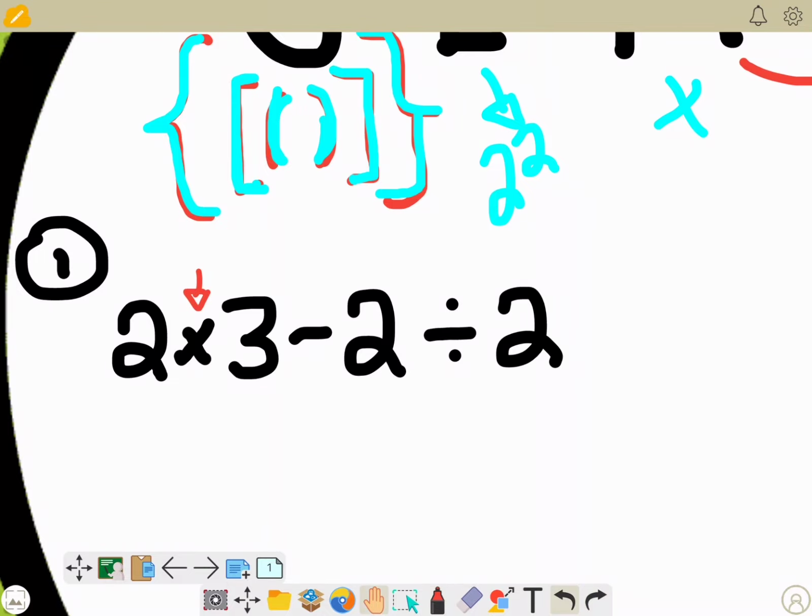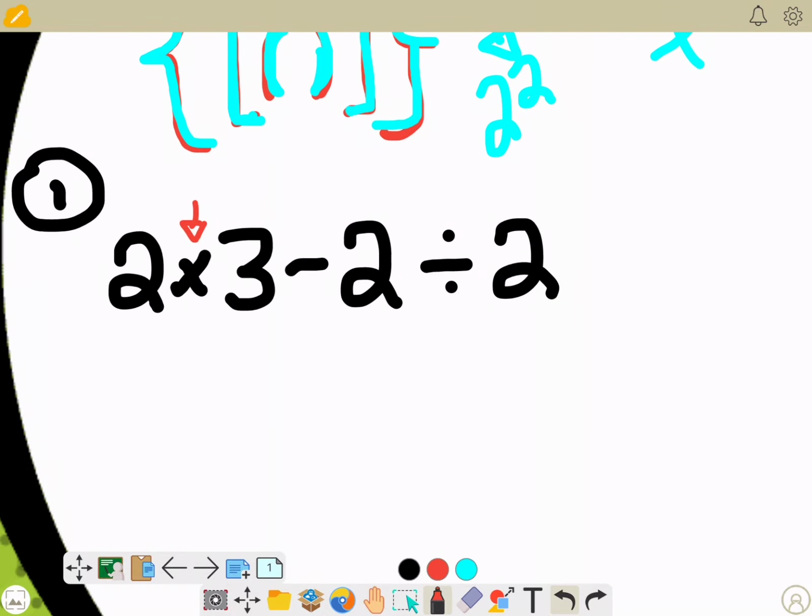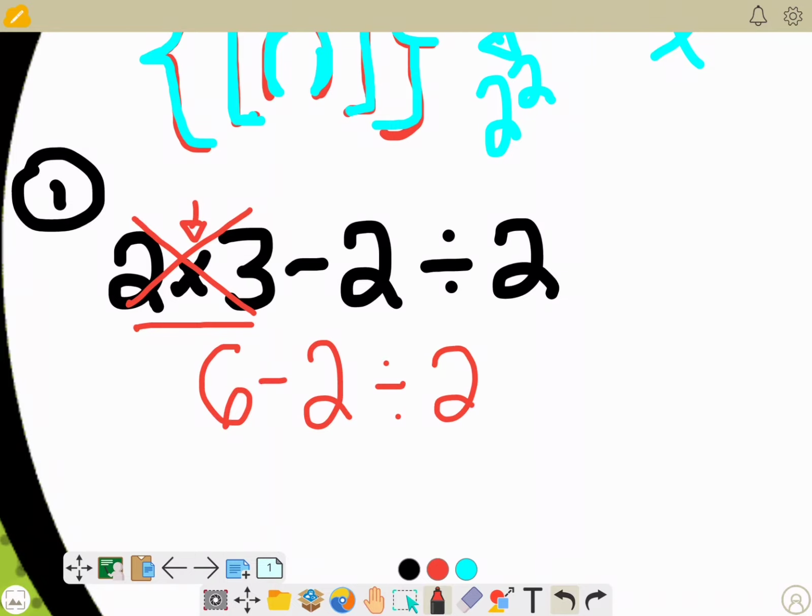Now, watch how I do this. I underline what I'm working out, 2 times 3. I write the answer. That's what 2 times 3 is. Cross out what I just did and bring everything else down. I didn't do anything with that subtraction, that 2, that divided, or that 2. So I bring them all down.